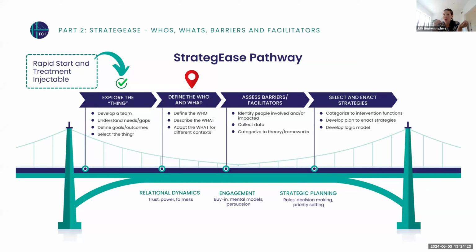Or if you're a researcher, you might be trying to evaluate or do research on the implementation of something. So I'm not really going to get into exploring the thing because oftentimes people have already figured out what that is. What we then need to do next is really clearly define who actually needs to do something differently and what exactly they need to do.